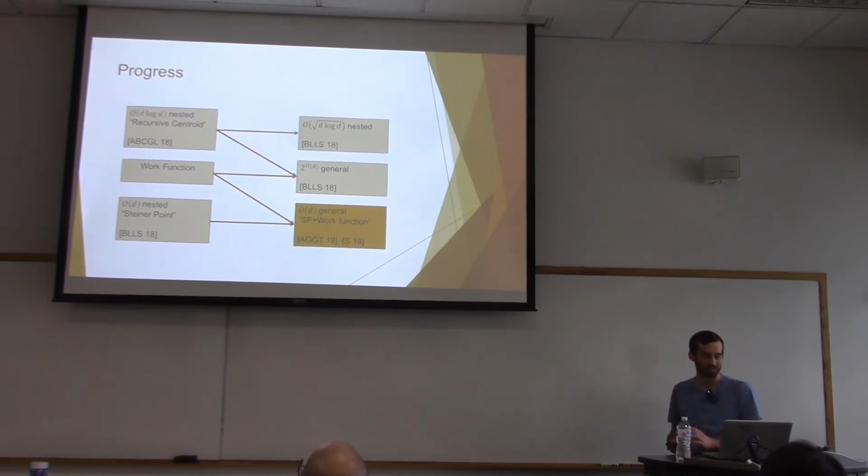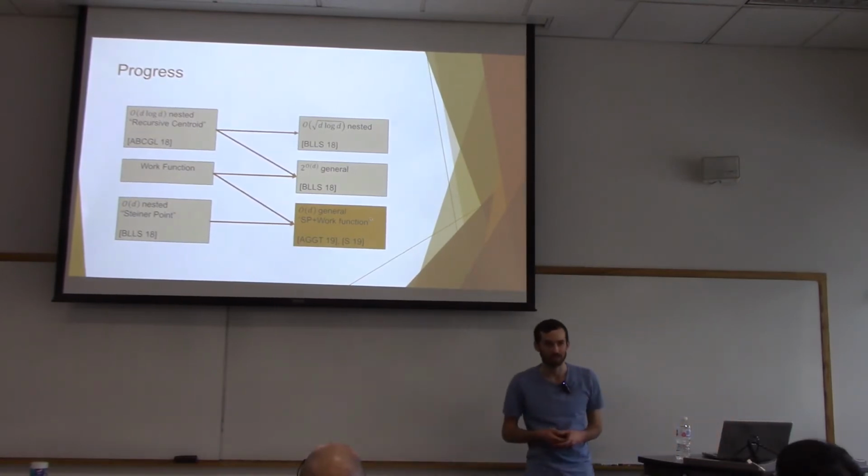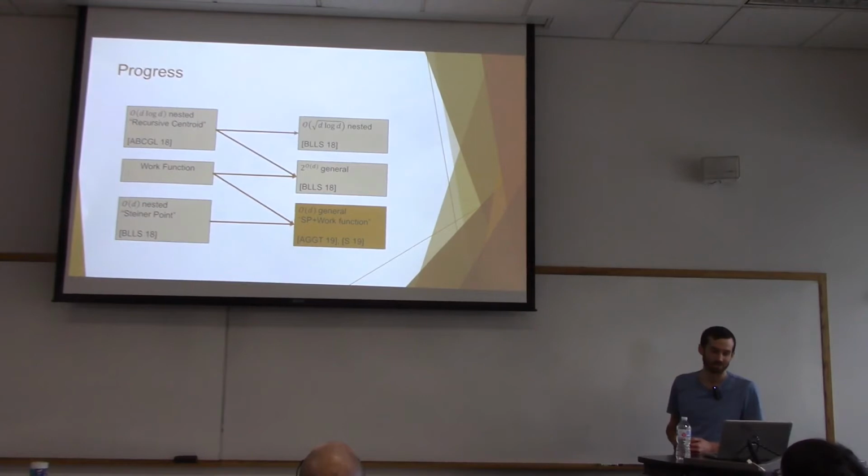which is very clean. It has a very clean analysis, and it's O of d competitive. And using the work function together with Steiner point will ultimately be the main goal of this talk, and that gave a d-competitive algorithm for the general case, which is obviously a significant improvement over exponential dependence. So this is about it for the introduction. Does anybody have any questions up to this point?